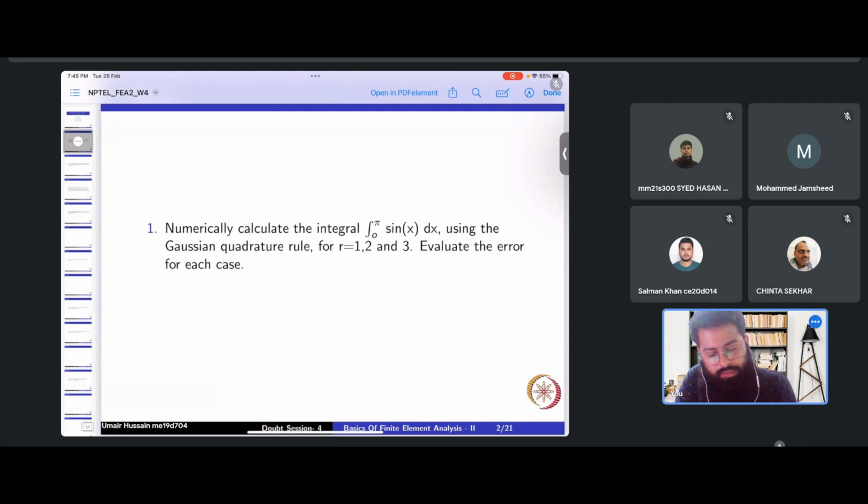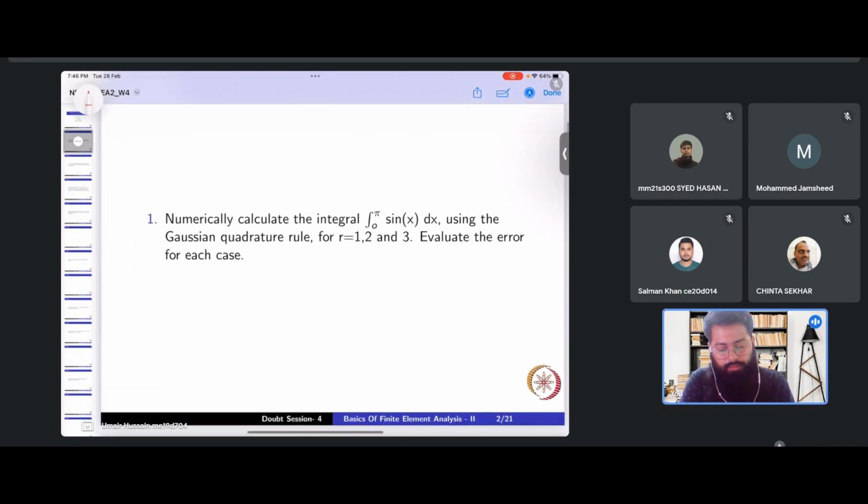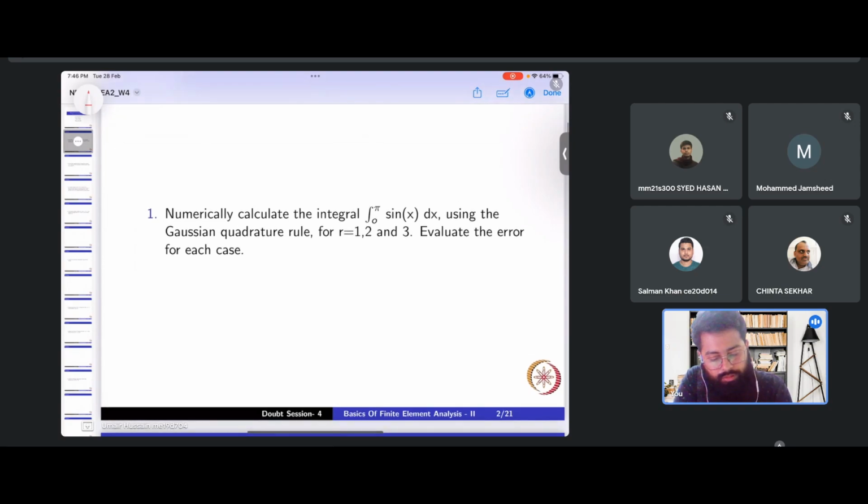We did this type of problem last week using the trapezoidal and Simpson rules. Now we'll try how we can do it with the Gauss quadrature rule. Since it's not a polynomial, there's no way to choose the value of r. So we'll see if the solution is converging and the error is reducing as we increase the value of r.